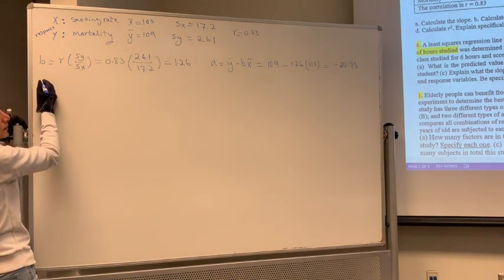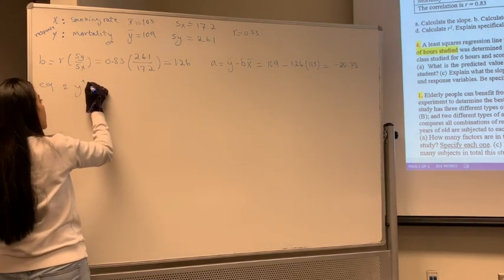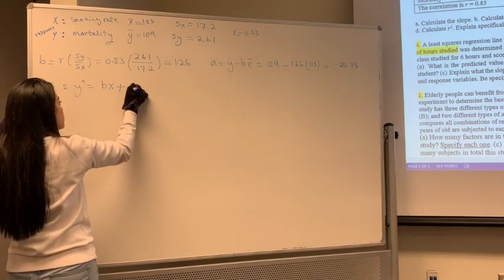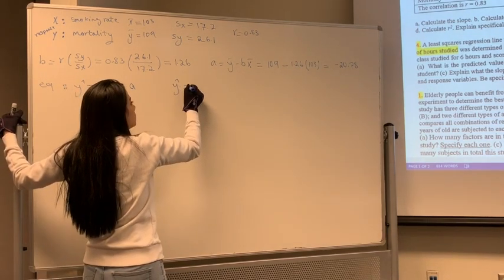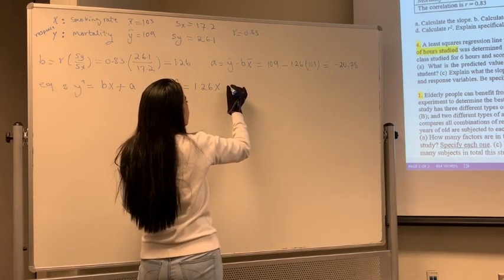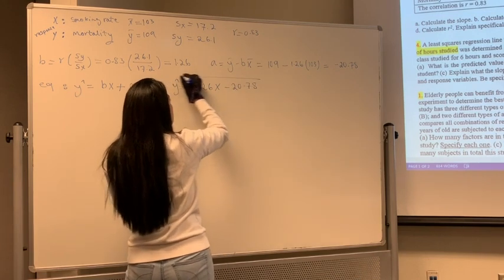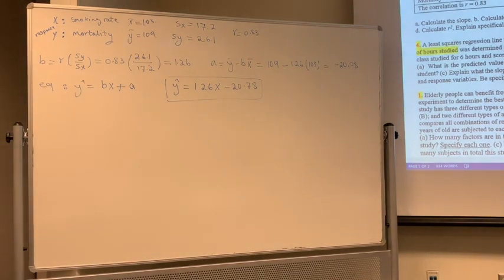So we have a slope and intercept, then we should write the equation for the least squares regression line. The equation is y hat equal to bx plus a, right? Y hat is equal to 1.26x minus 20.7. This is the equation for the least squares regression line, correct?